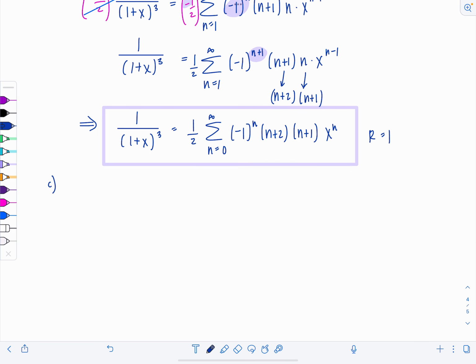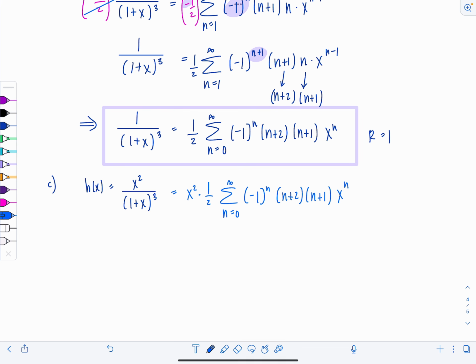Last part to this problem, example C. Say I wanted you to find a power series representation for h of x, which is x squared over 1 plus x cubed. What would you do? Well, I already have a power series for 1 over 1 plus x cubed. The difference is I need an x squared now. So I should multiply this entire sum by x squared. So that equals x squared times a half times the sum, n equals 0 to infinity, negative 1 to the n plus 2, n plus 1, x to the n.